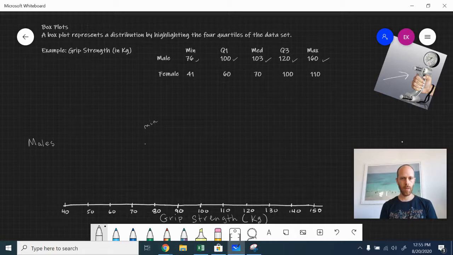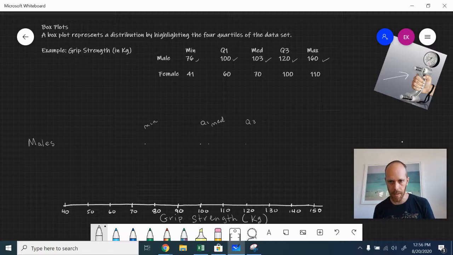Move along. 100 would be our quartile 1. 103, really close to that, about right here, is going to be our median. Quartile 3 would be up here at 120. And then our maximum is at 160. Oh, that's a little off the graph. I'm going to need to extend it a bit.